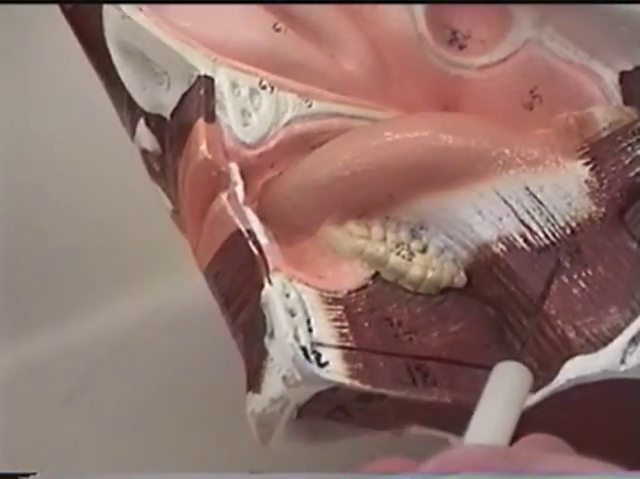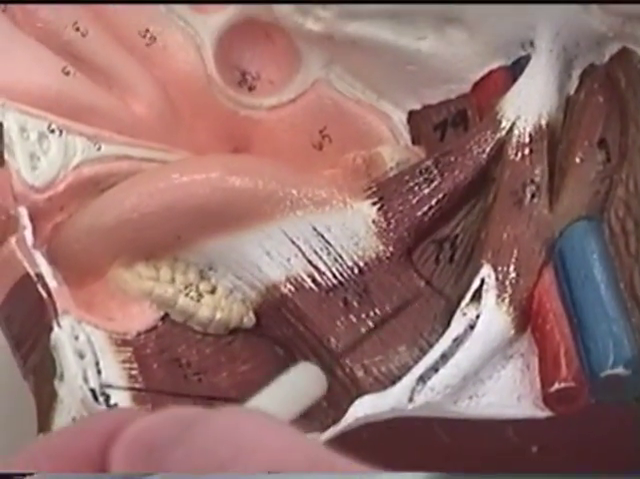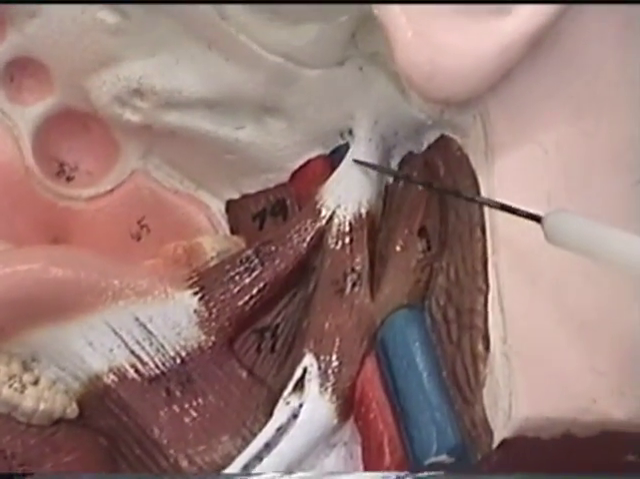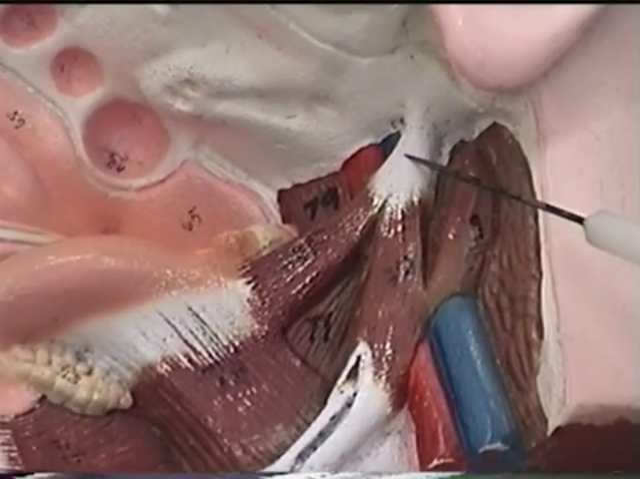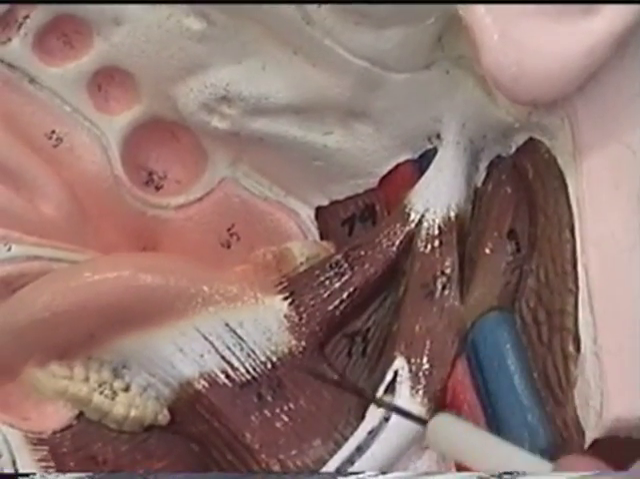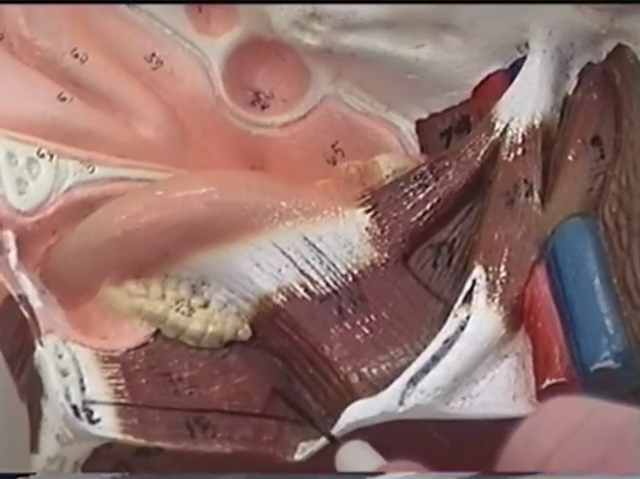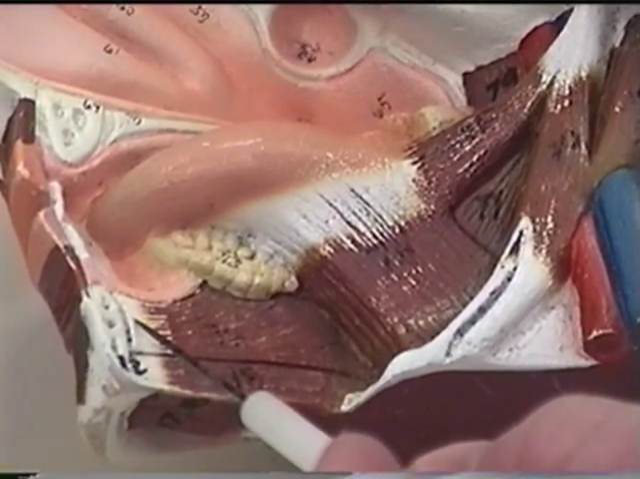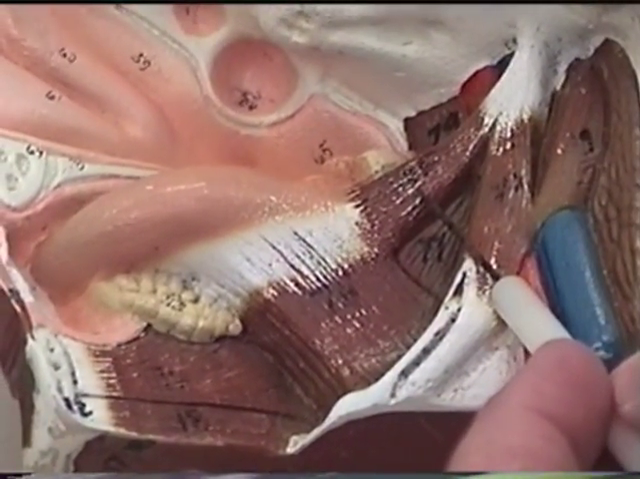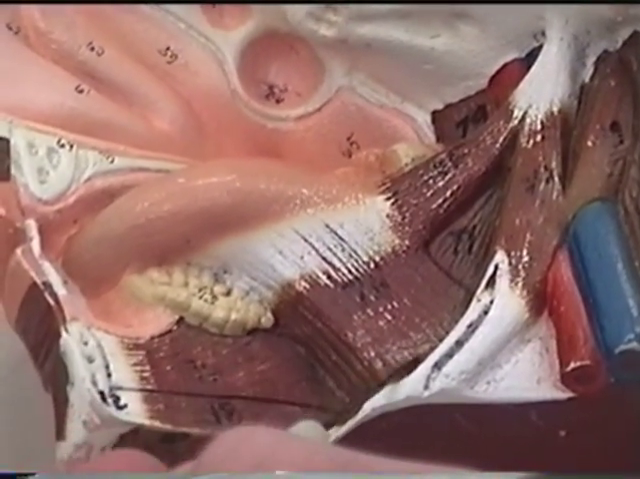We also have one that originates on the hyoid bone and inserts on the tongue, so we call that the hyoglossus. And we have a third one that originates on the styloid process of the temporal bone and runs to the tongue: the styloglossus. These three muscles have different actions on the tongue. The genioglossus protrudes the tongue, as if you're sticking your tongue out. The styloglossus retracts your tongue. And the hyoglossus depresses your tongue.